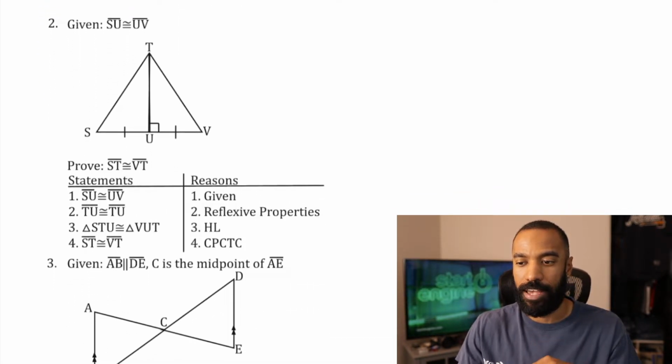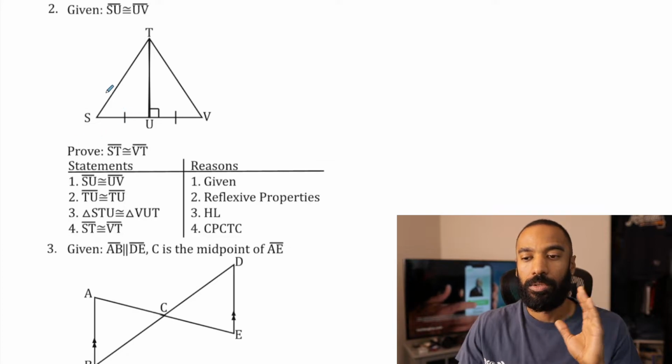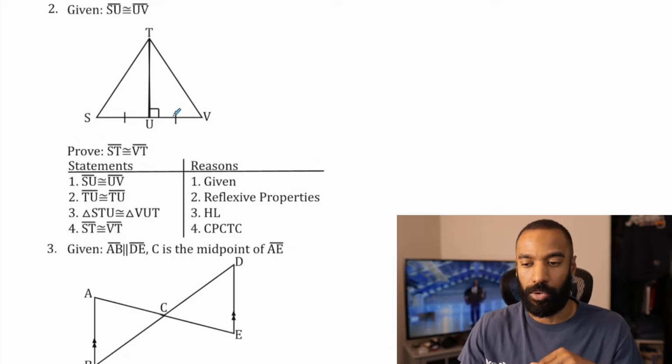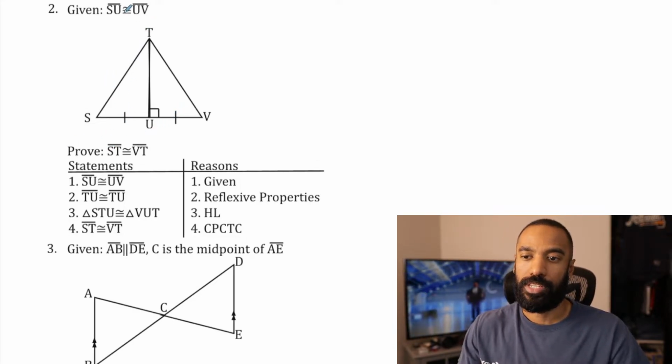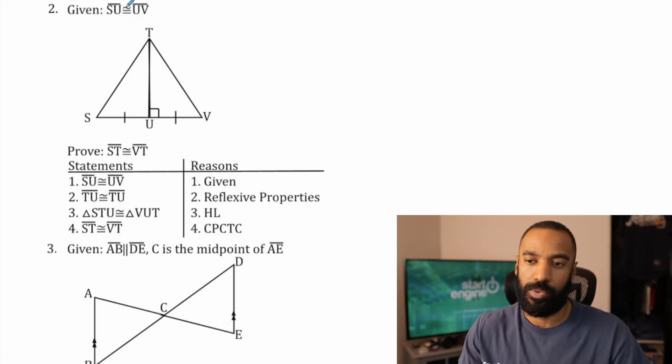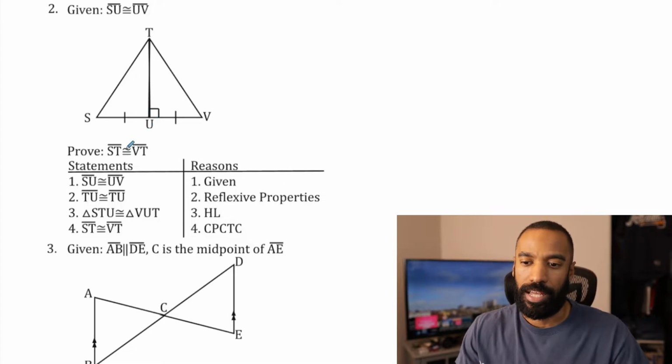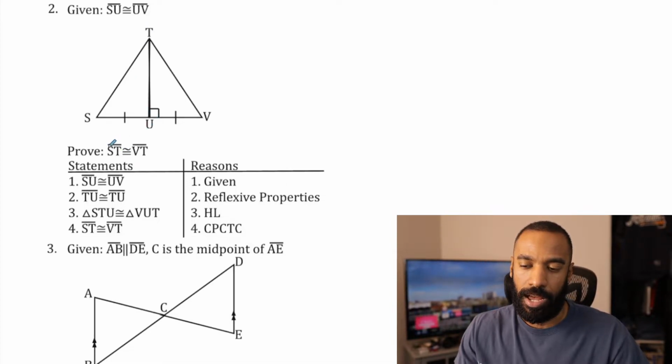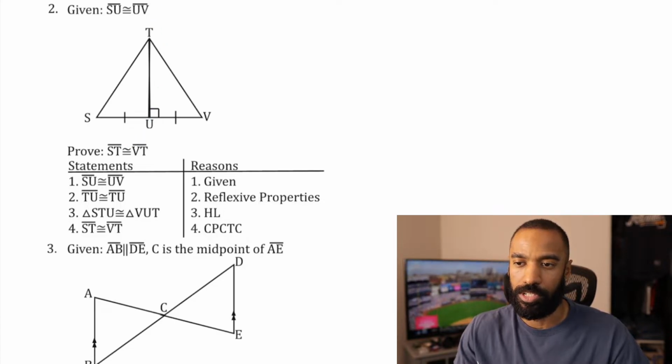I will go a lot faster, with the exception of teaching you new things that haven't been shown in the previous one. This next one, given that segment SU is congruent to segment UV as it is marked right there, let's prove that segment ST is congruent to segment VT.